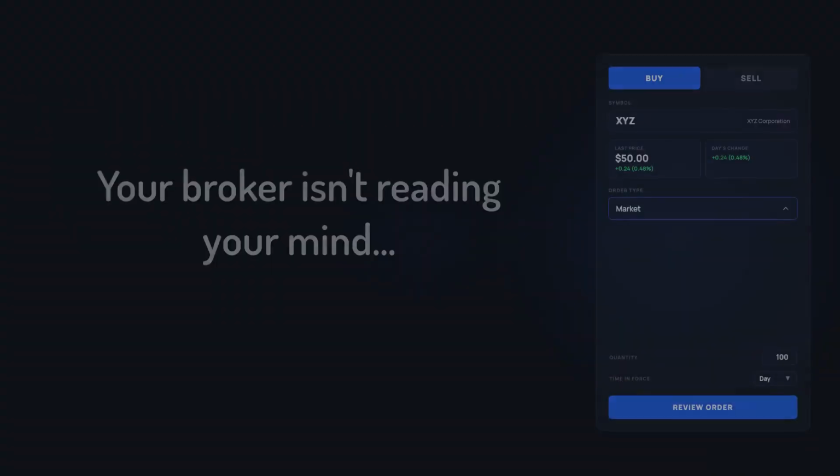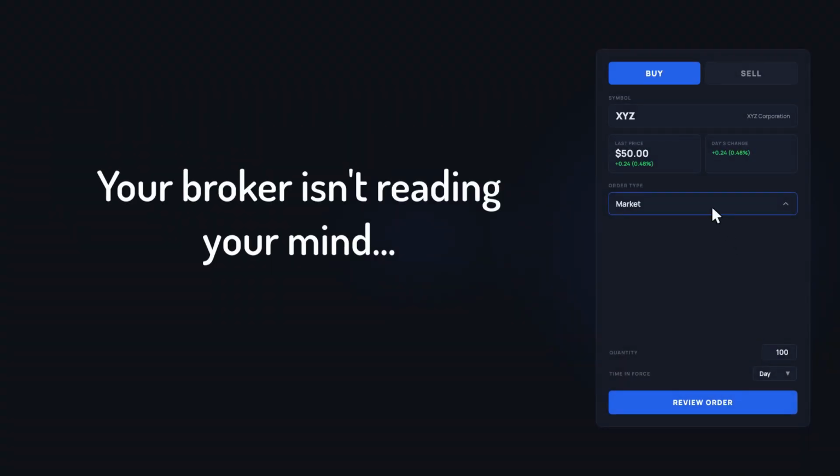Your broker isn't reading your mind, it's reading your order type. So if you pick market, limit, stop, stop limit, or trailing stop without knowing what each one actually is telling the app to do, the trade can go wrong even when the app works perfectly. And that applies whether you're buying shares, you're trading options, or you're doing both.